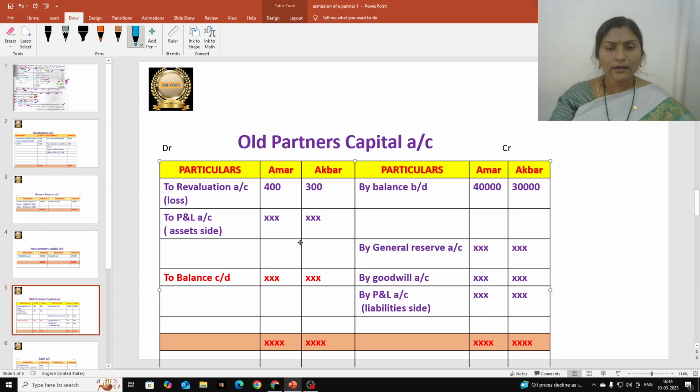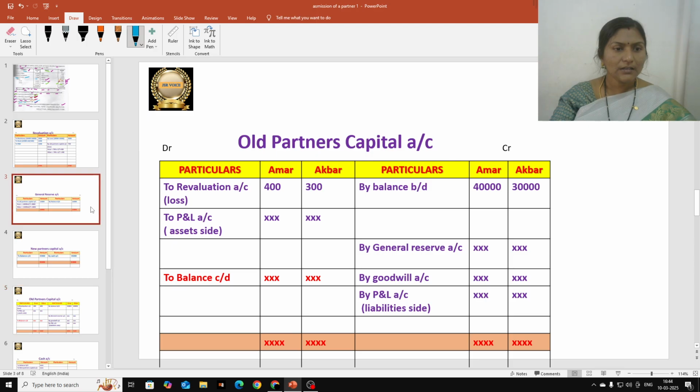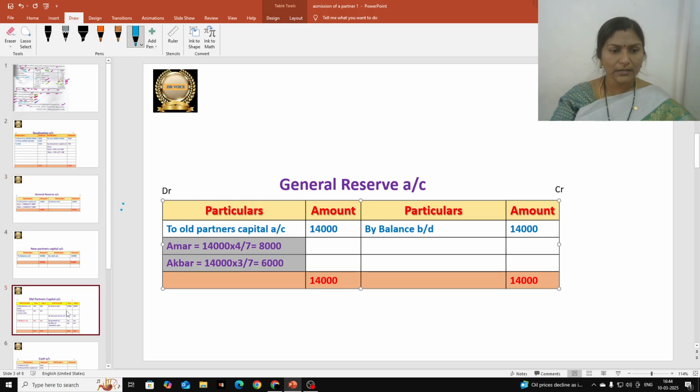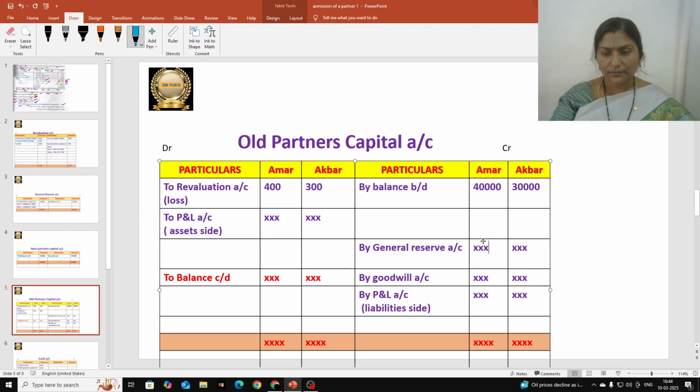Okay. And next one, in the balance, general reserve, students. Next item is general reserve. Do we have general reserve in the question? We have, and we prepared the general reserve account also. In that account, how we distributed that reserve to Amar and Akbar will be taken here. So general reserve, how we distributed? 8,000 for Amar and for Akbar 6,000. Let us write that here. So by general reserve account 8,000 and for Akbar 6,000.